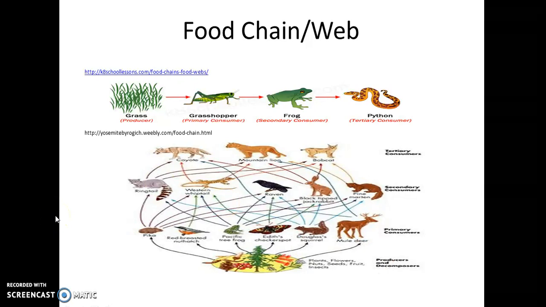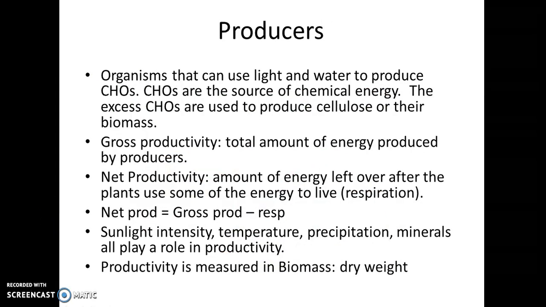Now, what's after the producers? Thanks for asking. Organisms that can use light and water to produce carbohydrates. Carbohydrates are the source of chemical energy. So the producers take the sunlight energy and produce chemical energy. Now, carbohydrates are also used to produce cellulose, or the biomass.